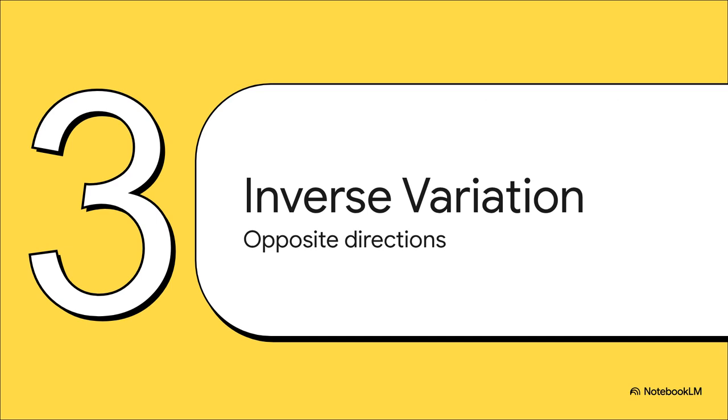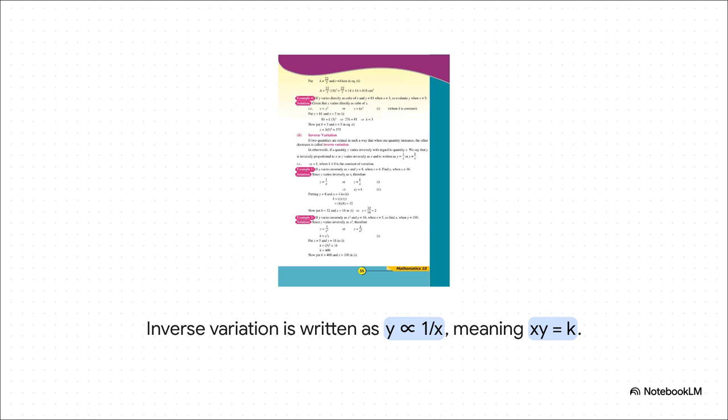Next up, Section 3. Understanding inverse variation. Okay, so with inverse variation, it's a bit different. Here, y is directly proportional to 1 over x. This means that to find our constant k, we don't divide, we actually multiply. X times y equals k.